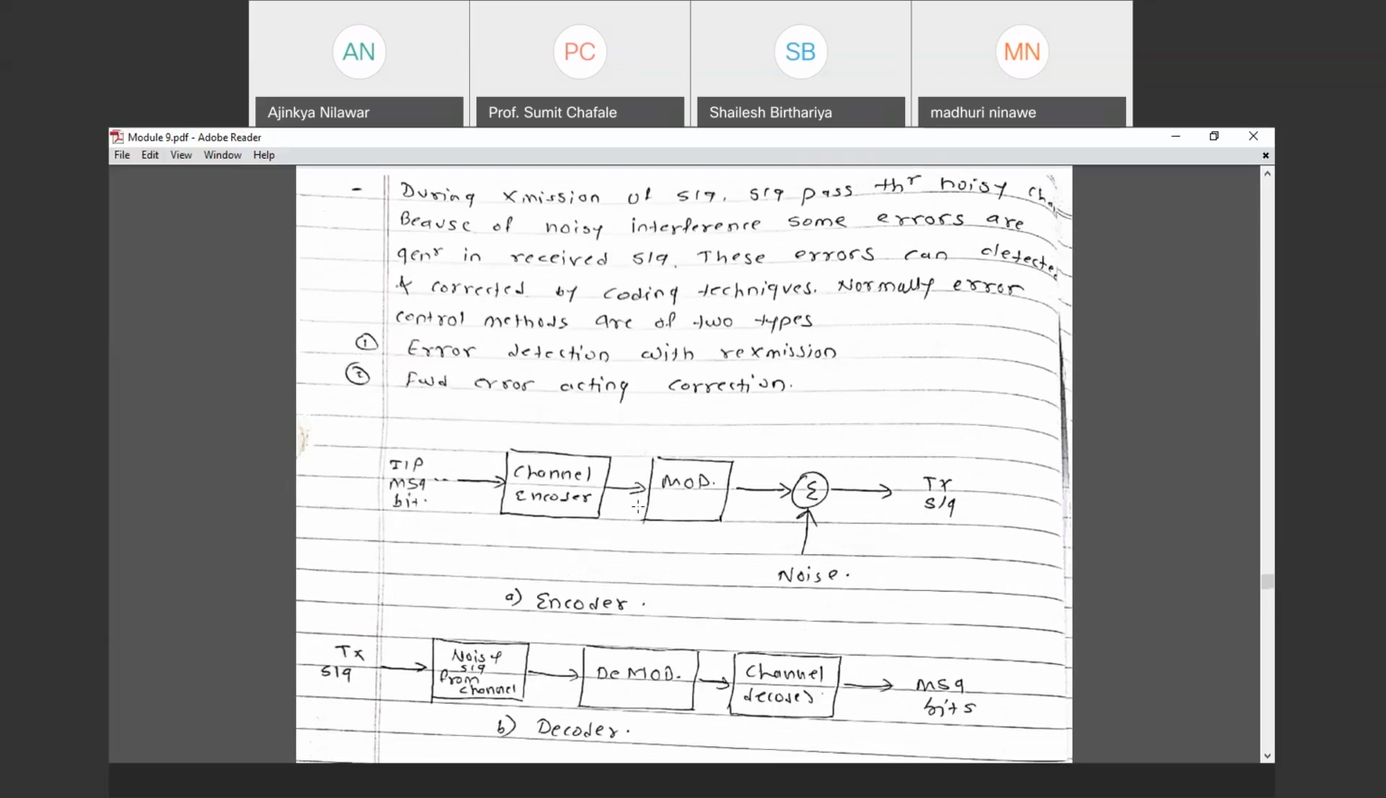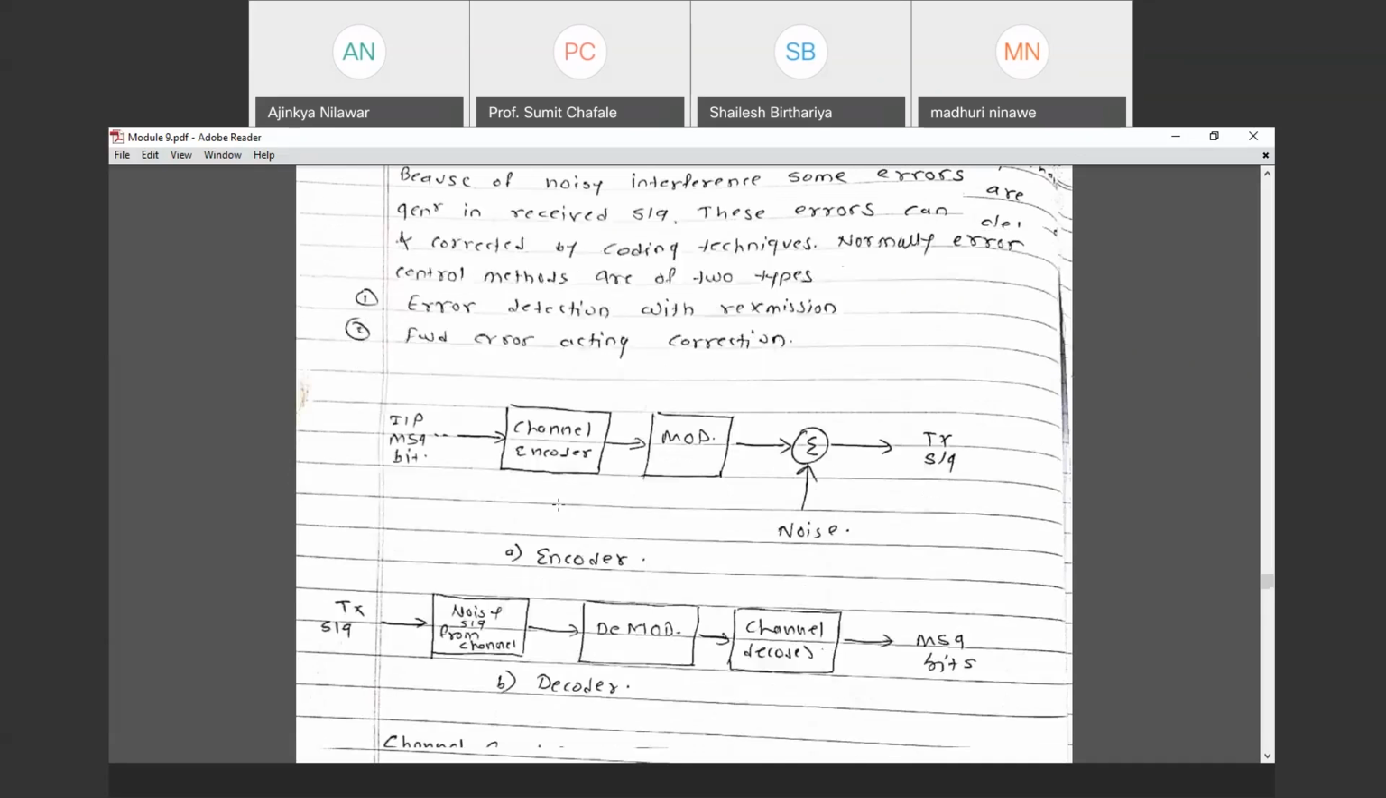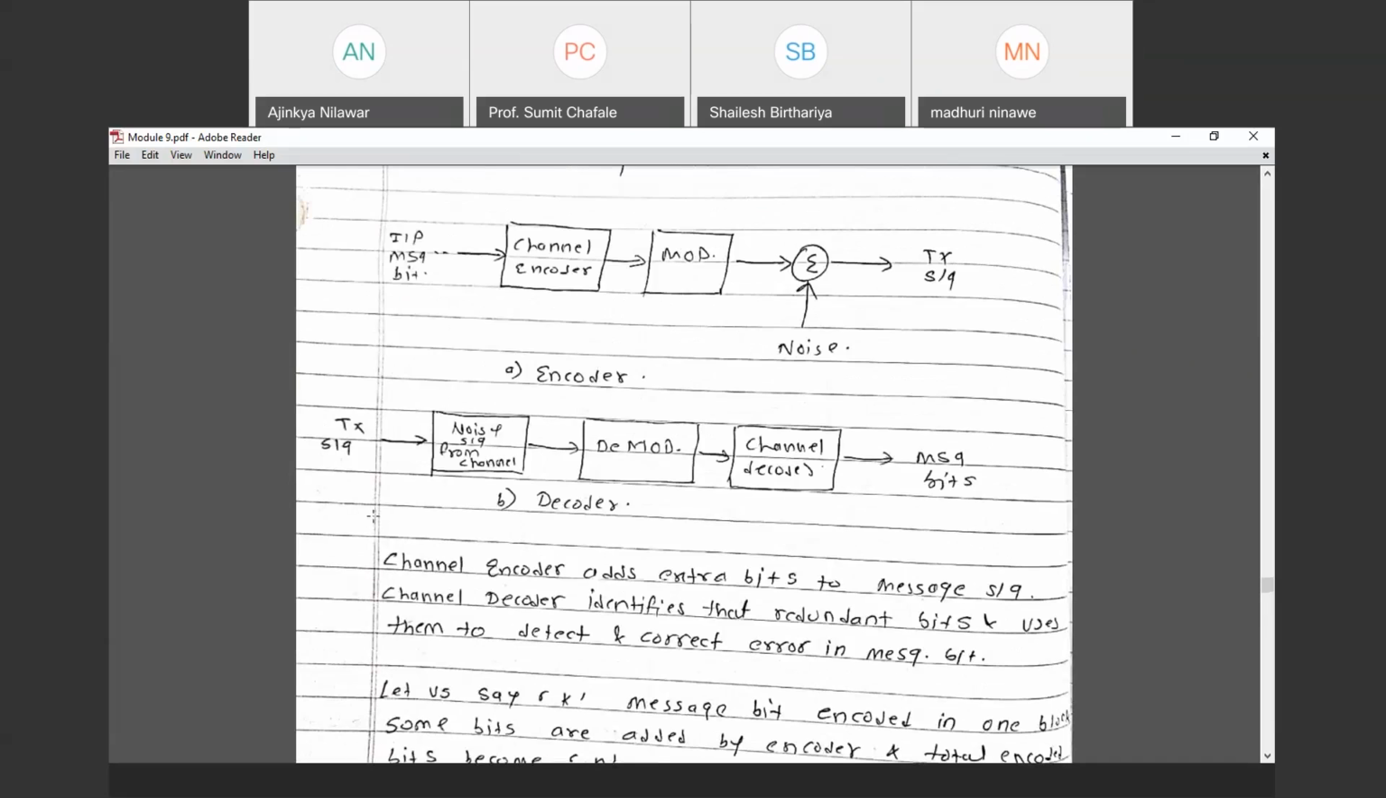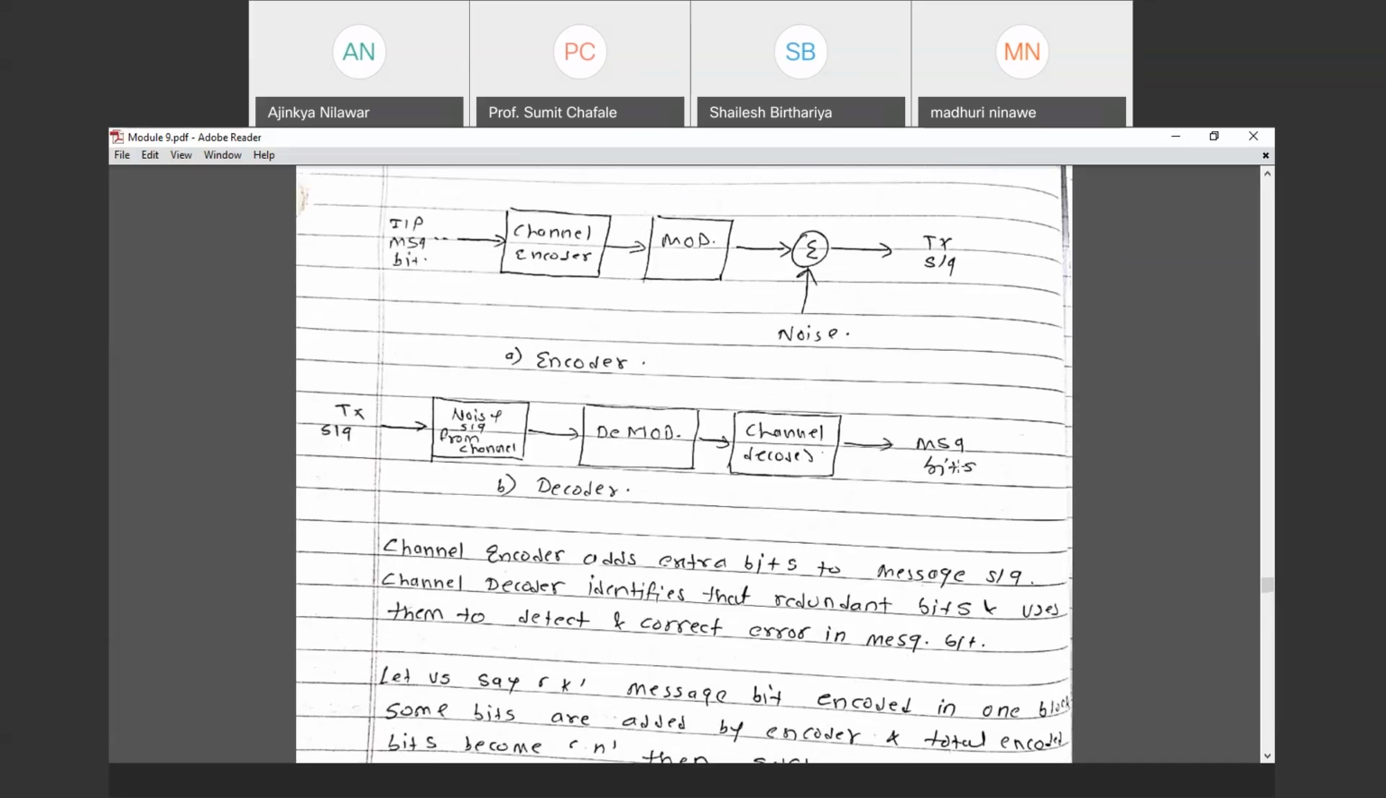So this is a typical encoder decoder diagram whenever we are doing communication. As I already mentioned, input is provided to the transmitter. Inside the transmitter there are 3 blocks: source encoder, channel encoder, and modulation. Then it is passed to the channel. The input message bit is passed to the channel coder, and here noise gets added and then the signal is transmitted. At the receiver, the noise plus original signal is the input provided to the demodulator, then the channel decoder, and we get the output message.